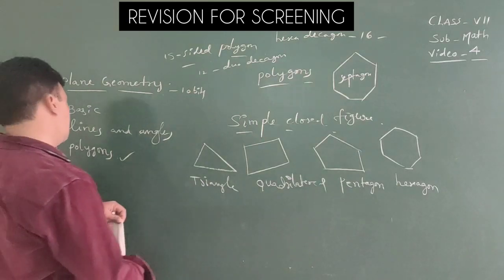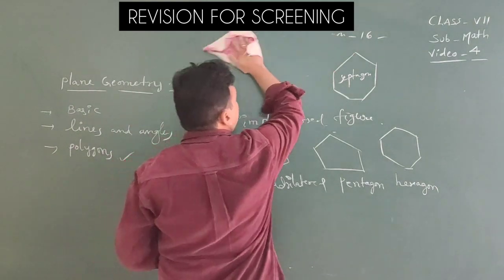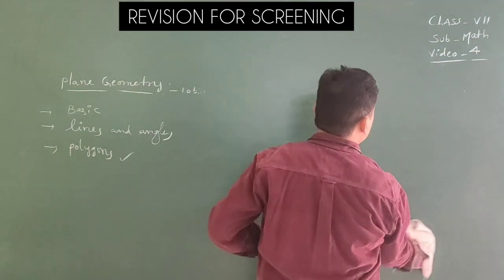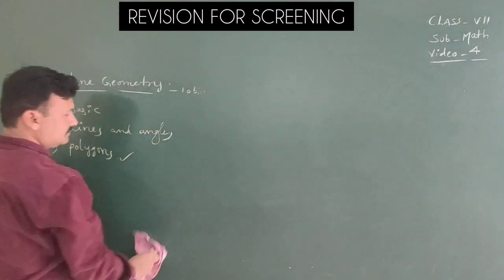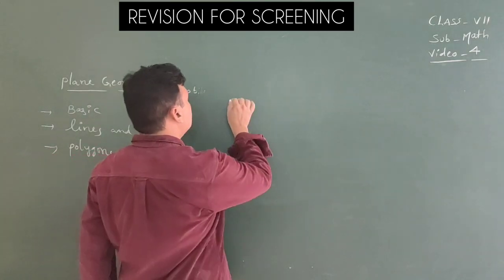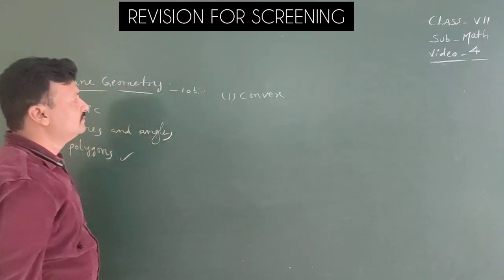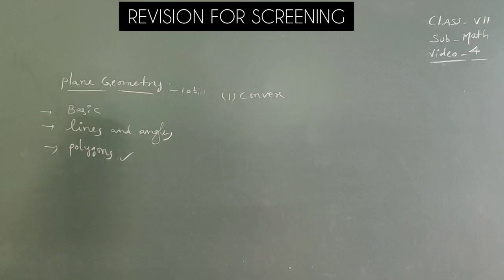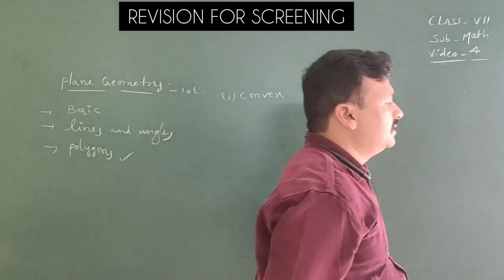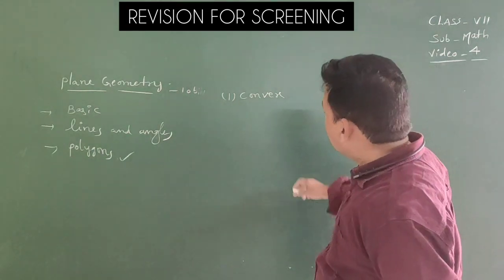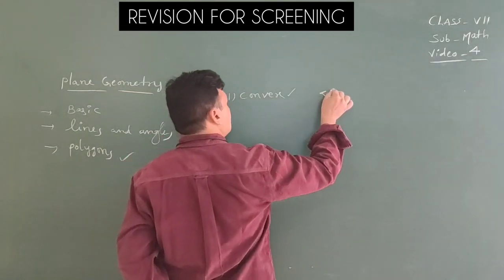Polygons are mainly of how many kinds? Mainly three kinds. First one, convex polygon. A polygon is said to be convex if each and every angle measures less than 180 degrees. If each and every angle of your polygon measures less than 180 degrees, it is called a convex polygon.